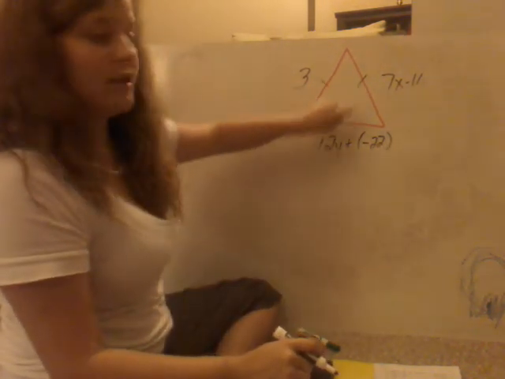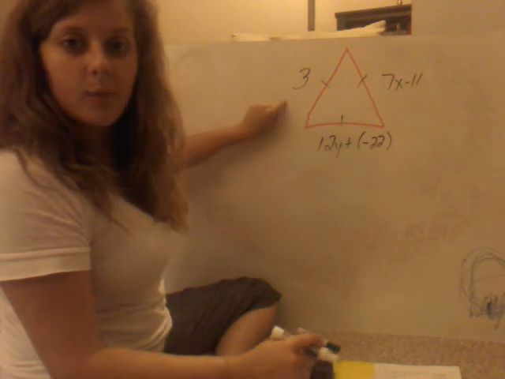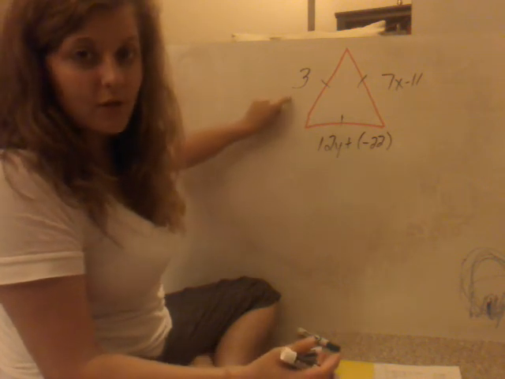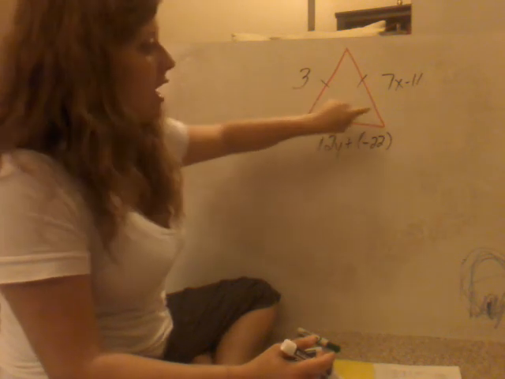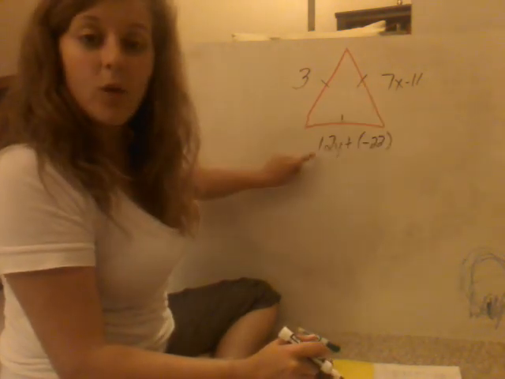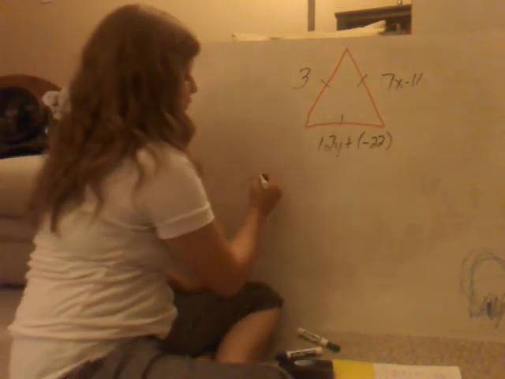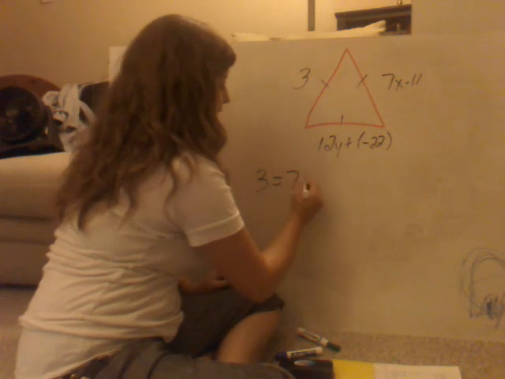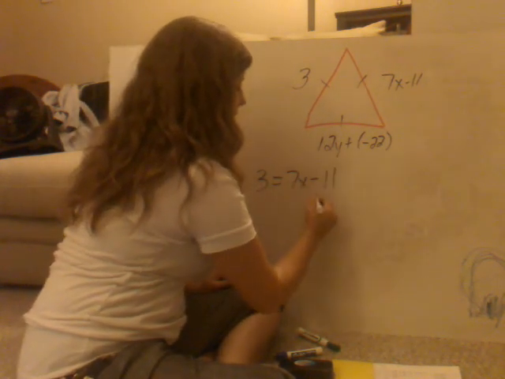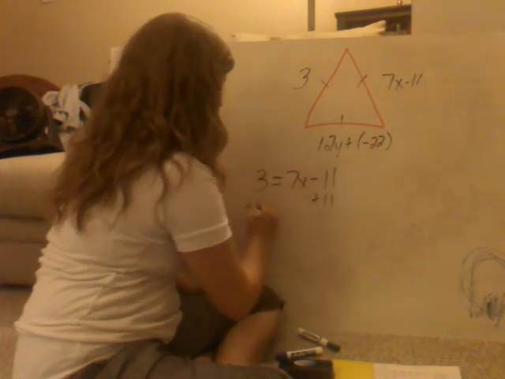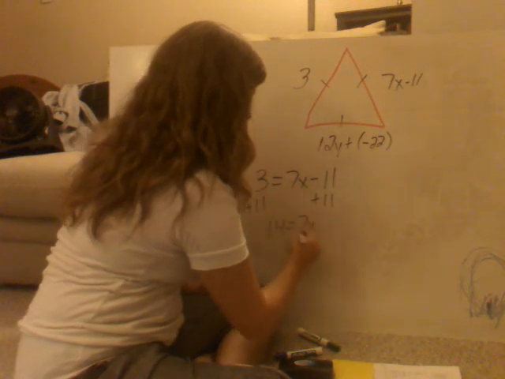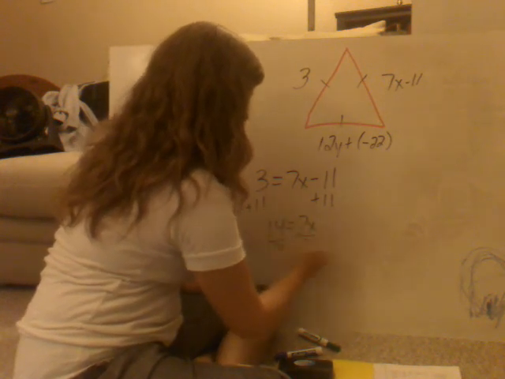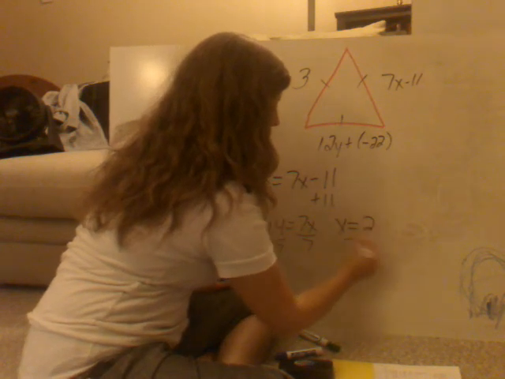So I know that each side is going to be 3, but I don't want to know what each side is. I already know that each side is 3 because I know that each side is congruent. They're all congruent to each other. I want to know what x is and I want to know what y is. So I said if the first one is 3 is equal to 7x minus 11. I add 11 to both sides. So I have 14 is equal to 7x. Divide by 7. X is equal to 2.